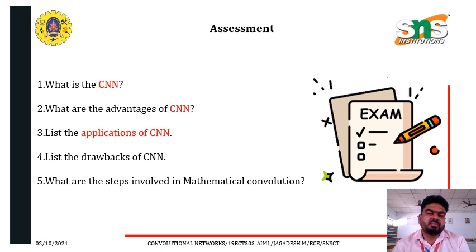So let's see the assessment. The first question is, what is CNN, that is, convolutional neural network? What are the advantages of CNN? The third one is applications of CNN, and list the drawbacks of CNN. And the final question is, what are the steps involved in the mathematical convolution?